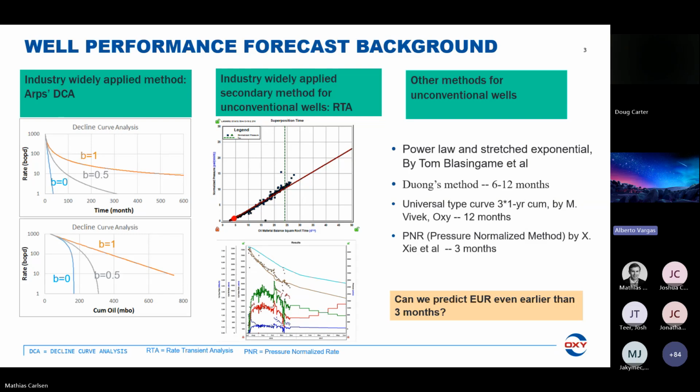In Oxy, we have our universal type curve developed by Vivek and other colleagues, which also needs 12 months of data. And then I published this PNR method. I published 2 papers. The first one was for Haynesville in 2012. For Permian, I published 2 years ago, and then we had the webinar with Whitson recently. Even for the PNR, we need 3 months. Can we predict EUR even earlier? Lately, I started to work on some conceptual ideas, and when we combine with many data, it works. So I'm very happy to see that.